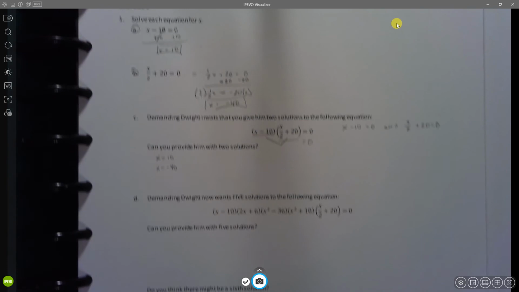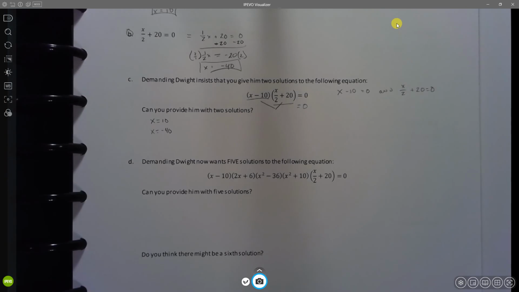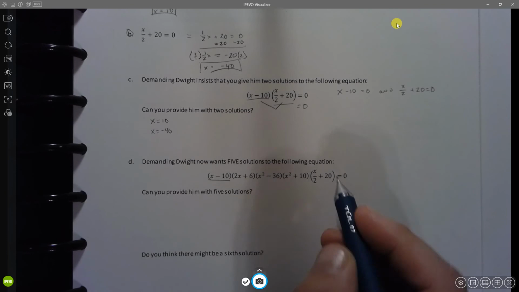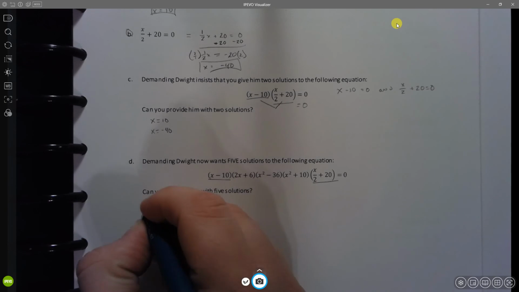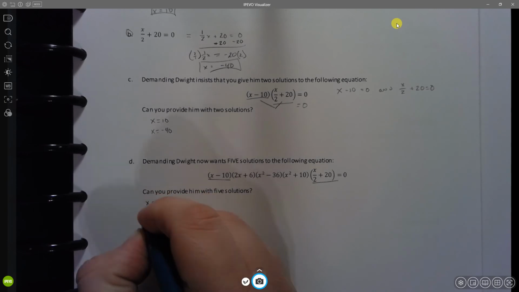Now, let's look at D. Demanding Dwight now wants 5 solutions to the following equation. Can you provide him with 5 solutions? Do you think there might be a 6th solution? Okay, well, let's look. We already see an x minus 10, and we already see the x divided by 2 plus 20. We already know the solutions to those. We know that x can equal 10, and x can equal negative 40.